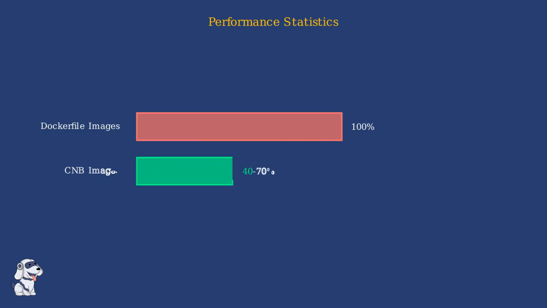The efficiency gains from Buildpacks are substantial. Developers using Paketo Buildpacks report achieving 30 to 60% smaller image sizes compared to their traditional Dockerfile equivalents, while maintaining full functionality.